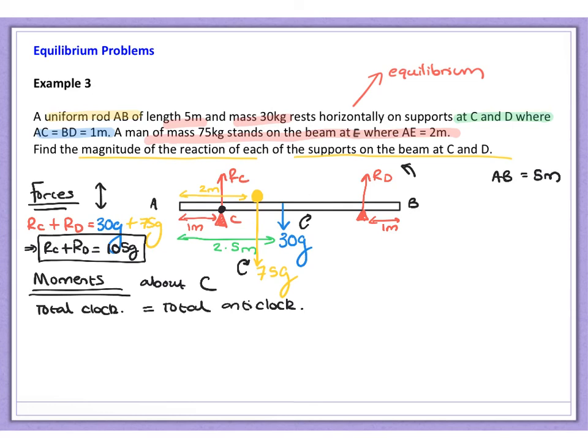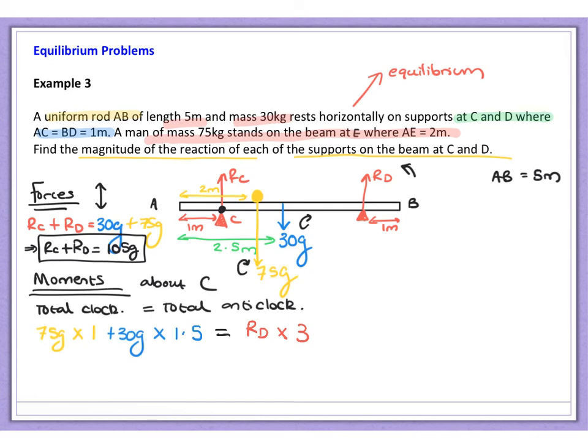So in a clockwise direction, what do we have? We have 75G multiplied by a distance of 1 metre from C, make sure you can see why that is, plus 30G multiplied by a distance of 1.5 metres from C, and these are balanced by the force RD which is a distance of 3 metres from C. It can sometimes be a little bit difficult to see those distances, so go back, make sure you can work out why they are the values they are very carefully.